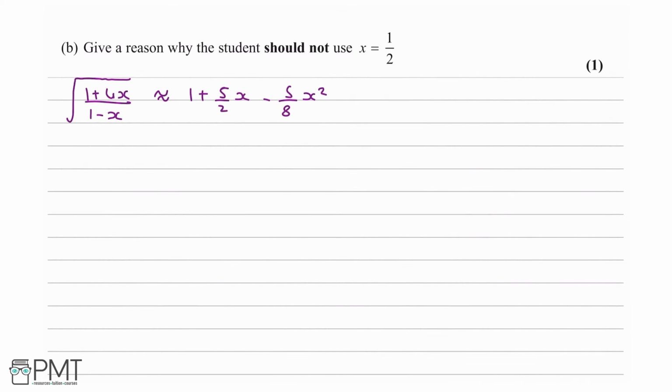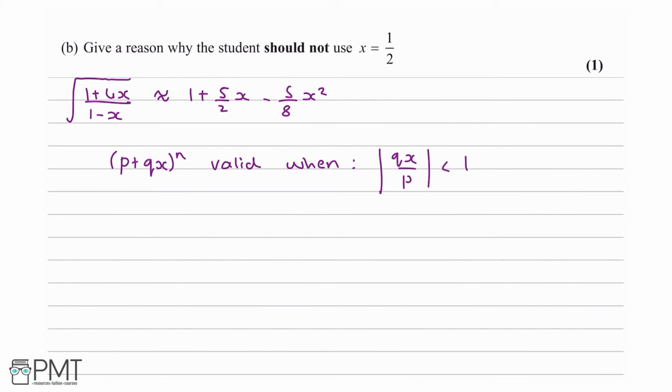Part B is asking us to give a reason why the student shouldn't use x equals a half. When looking at what values you can't use, you need to look at the validity of the expansion. As a general rule, an expansion in the form (p plus qx) to the n is valid when the modulus of qx over p is less than 1.